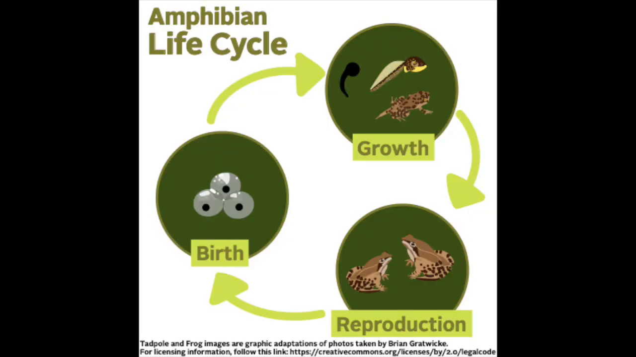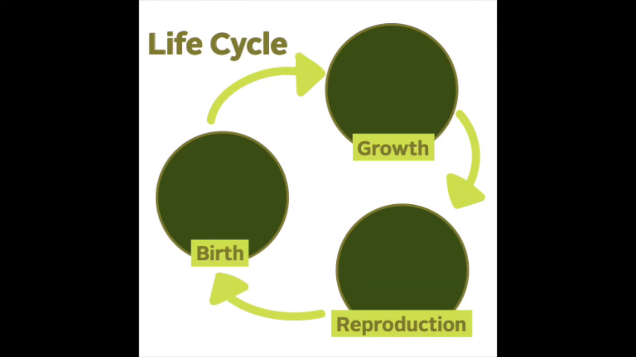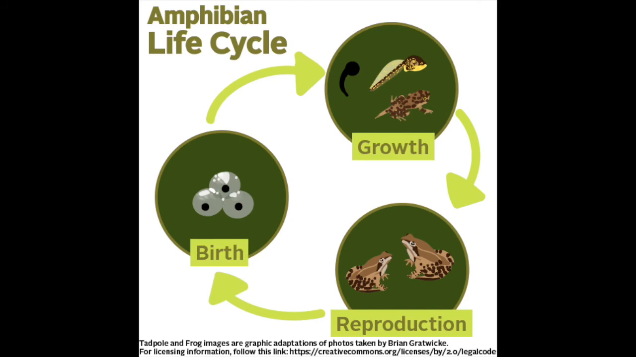And today, we're going to show you how to explore the life cycle of amphibians with third graders. Life cycles include three main stages: birth, growth, and reproduction. It may be helpful to have a visual to represent the ingredients for a life cycle. You can either print the amphibian life cycle visual provided or make your own with three main stages.